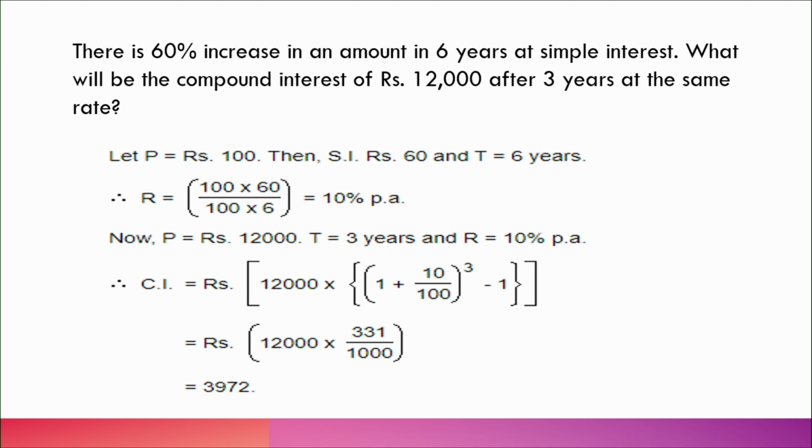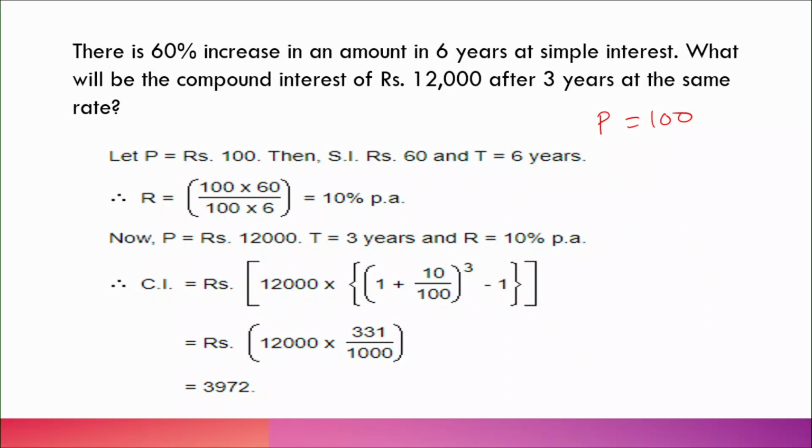So we will say P is equal to 100. If you do not know, what will you say? We will say the principal amount is 100 for simple calculation. Okay. And what is the other information? The simple interest is given as a 60% increase, correct. 60% increase means, since you are taking 100 rupees, you will say simple interest is 60. For how many years is it given? T is equal to 6 years.